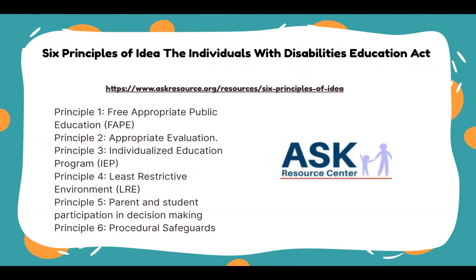First, free appropriate public education. Second, appropriate evaluation. Third, individualized education program. Fourth, least restrictive environment. Fifth, parent and student participation in decision making. And sixth, procedural safeguards.